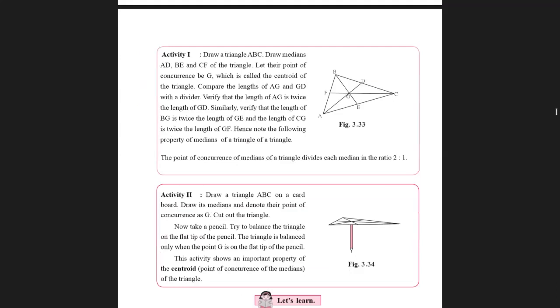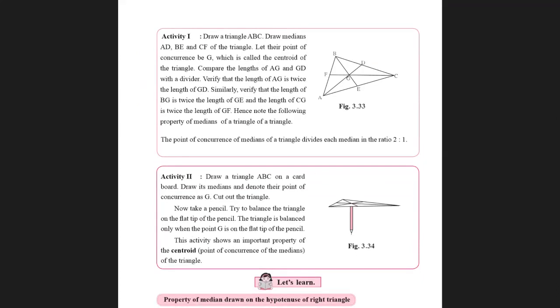Next, you have activity 1, wherein you have drawn a triangle ABC, draw medians AD, BE and CF of the triangle. Let the point of concurrence be G, which is called the centroid of the triangle. So the point where all the medians of a triangle meet is called the centroid of the triangle. Now compare the lengths of AG and GD with a divider. Verify that the length of AG is twice the length of GD. Similarly, verify the length of BG, which is twice the length of GE.